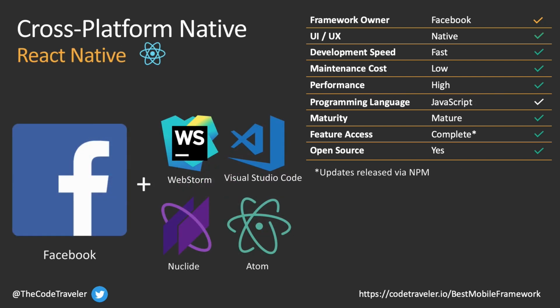React Native is Facebook's cross-platform native framework. Similar to Xamarin, Facebook also gives us access to every single iOS and Android API. So our UI and our UX is totally native. We have faster development speeds because, again, we only have to write the code once and it'll run on both iOS and Android. Our maintenance costs are low because we only need to fix the bug once in our code base. Performance is still high because these are native apps. We create them in JavaScript.